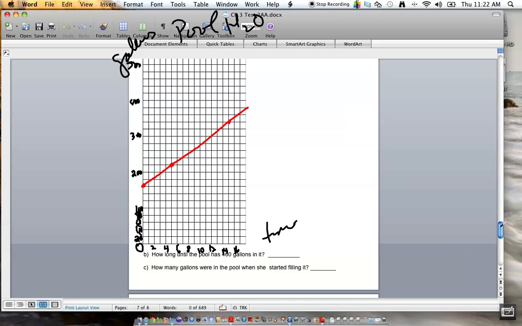How long until the pool has 460 gallons? I'll do that second. How many gallons were in the pool when it started being filled? Started being filled at time 0. This is your answer right here. That's 160. So now, what is it going up by? Every 5 minutes, it goes up by 60 gallons.